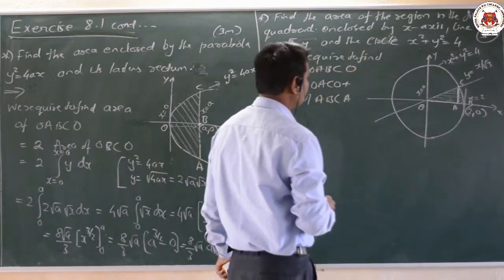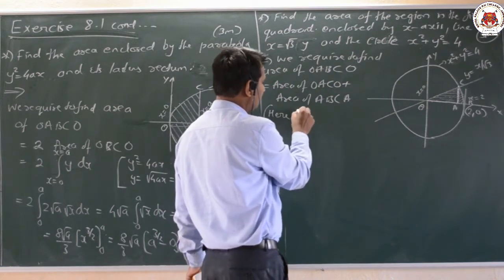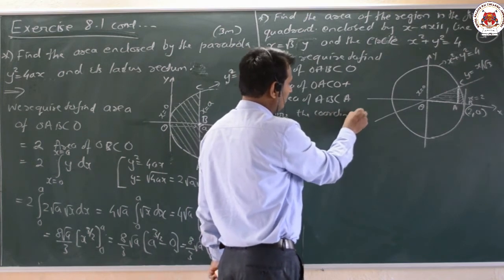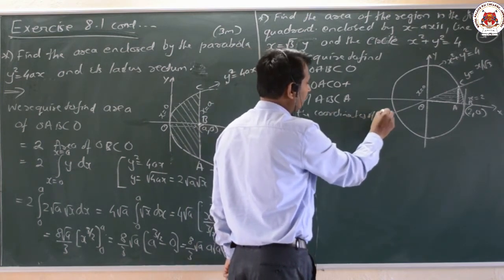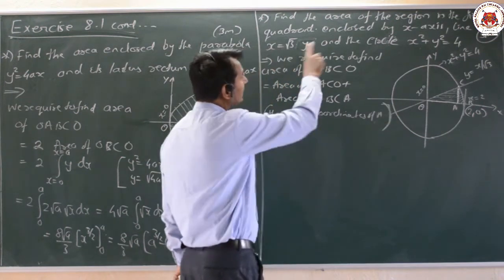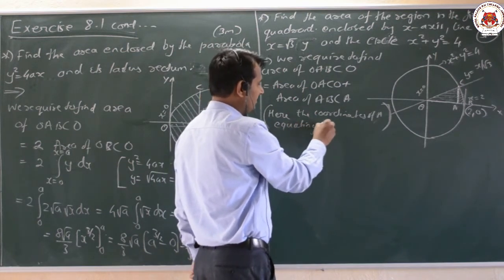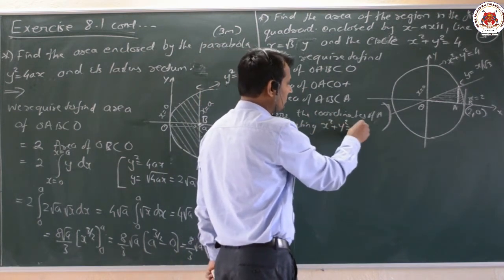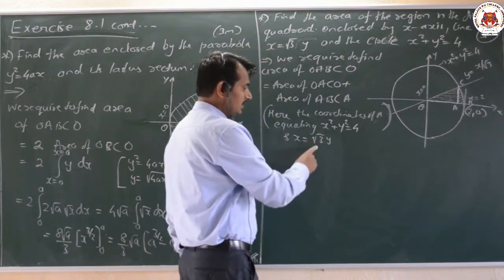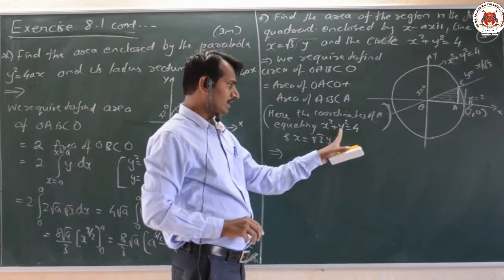That is nothing but to find the coordinates of A here, that we shall find first. That is nothing but equating these two: x square plus y square is equal to 4 and x equal to root 3 into y. These two I will substitute here.